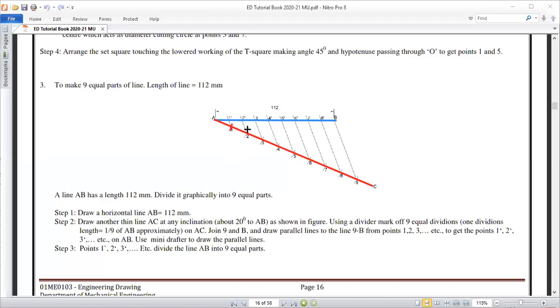Label these points as point 1, point 2, point 3, point 4, point 5, point 6, point 7, point 8, and point 9. Please mark these 9 points like this. After this, join point 9 with point B. Similarly, join 8 with its counterpart, 7 with 7, 6 with 6, 5 with 5, likewise.